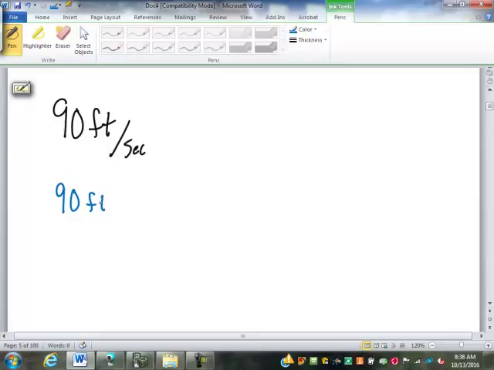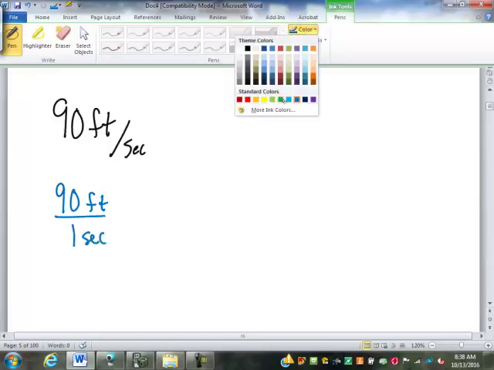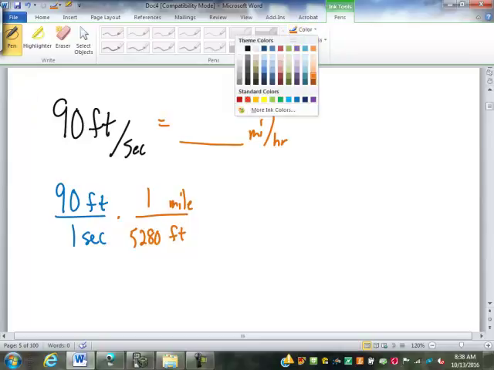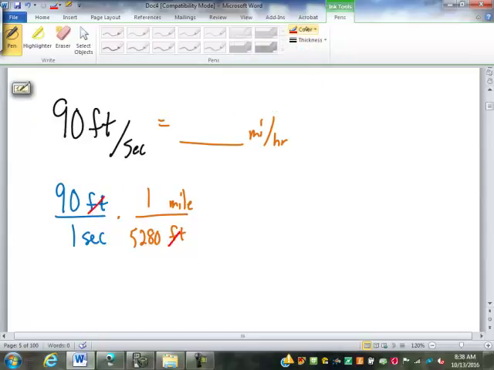So to make this conversion, I'll make this 90 feet over 1 second. I have to get rid of feet, so I'll put feet on bottom. What do I want to change it to? I want to go miles per hour, so this is going to be miles. So 1 mile is 5,280 feet. So the feet cross cancel out. But now I'm in miles per second, which I don't want.